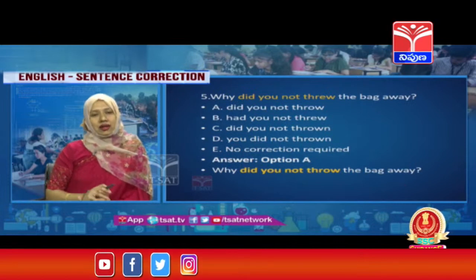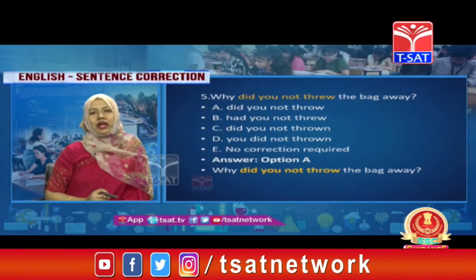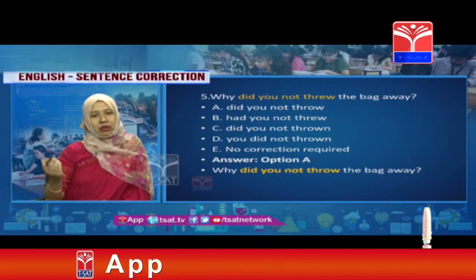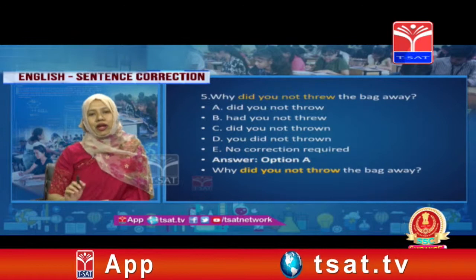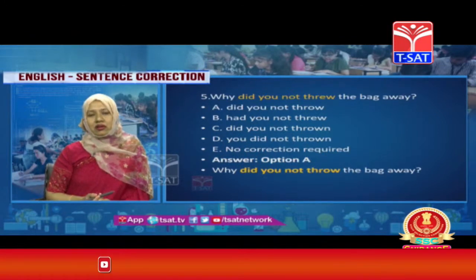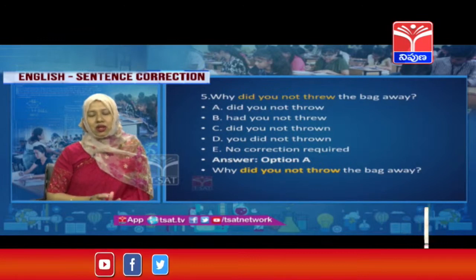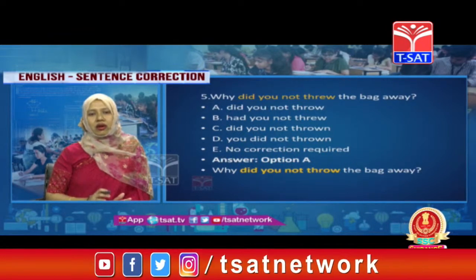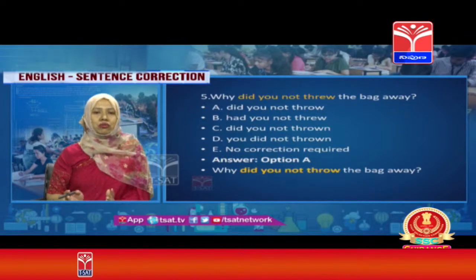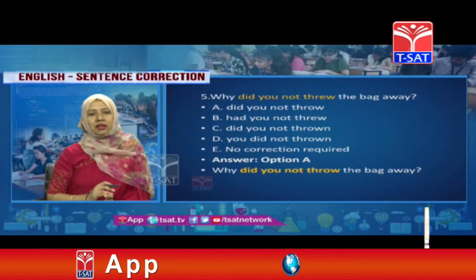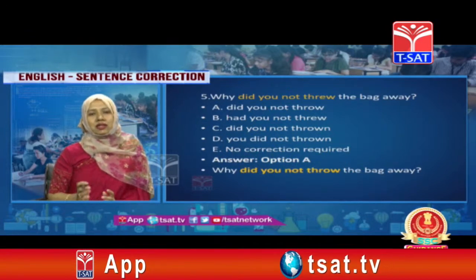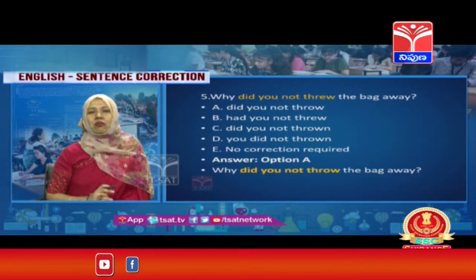Now let us look at another example. Why did you not throw the bag away? Remember, in the previous episode I explained subject verb agreement. Whenever subject is singular, verb also should be singular. Whenever subject is plural, the verb also should be plural and tense also should be same. When you use past tense here, on the other side also you should use past tense. If it is in present tense, it should be used in present tense.